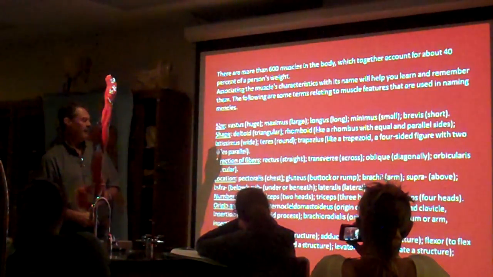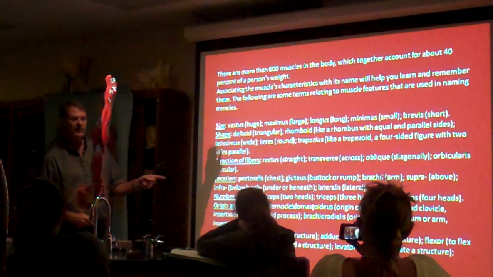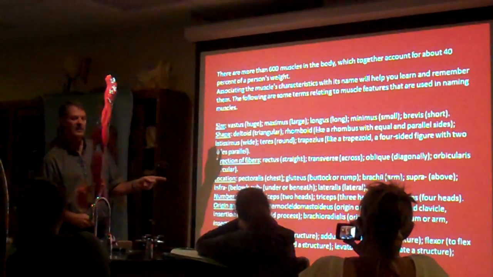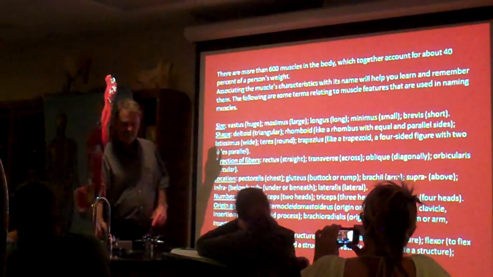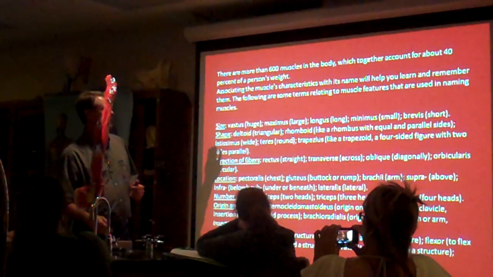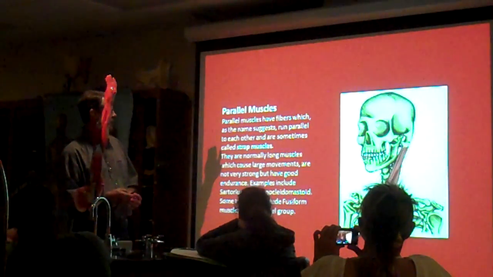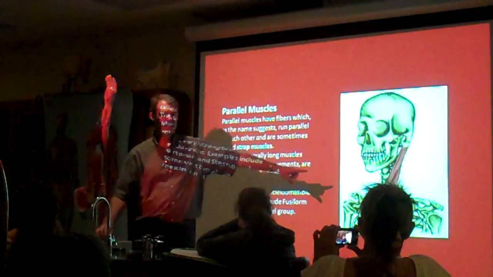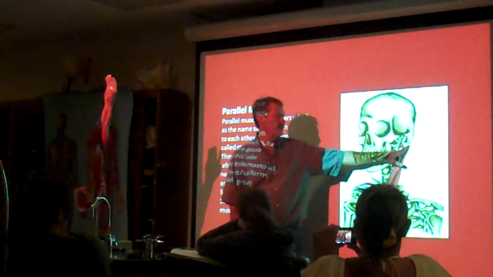Origin and insertion. If you're going to name a muscle this way, you name the origin first and then the insertion. Okay? Here's sterno, which is sternum, cleido, which is clavicle, mastoid, which is mastoid. Okay? So that tells me that, I'm going to have a picture of it, next one I think. There we go. Here's the sternocleidomastoid muscle. It attaches to the sternum, the clavicle, and the mastoid.